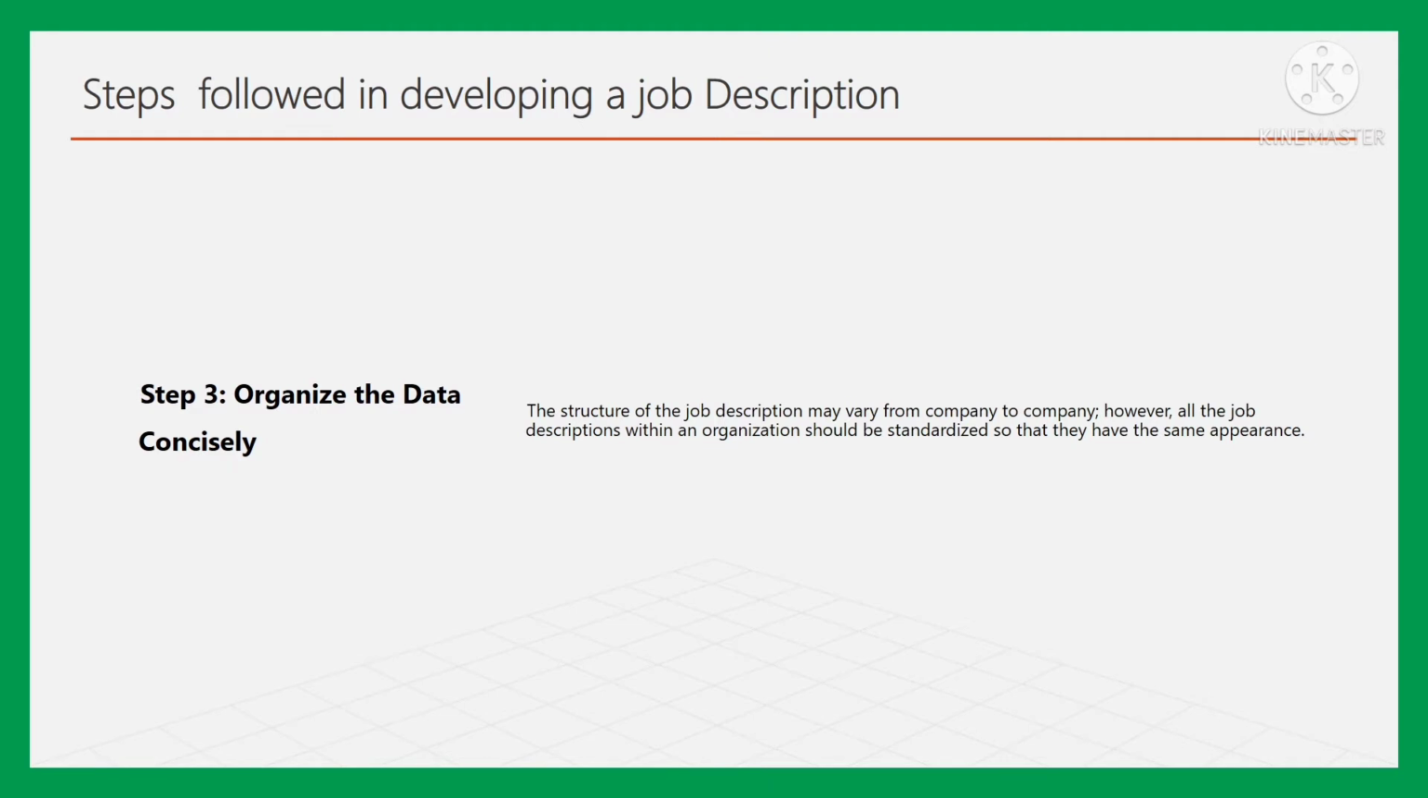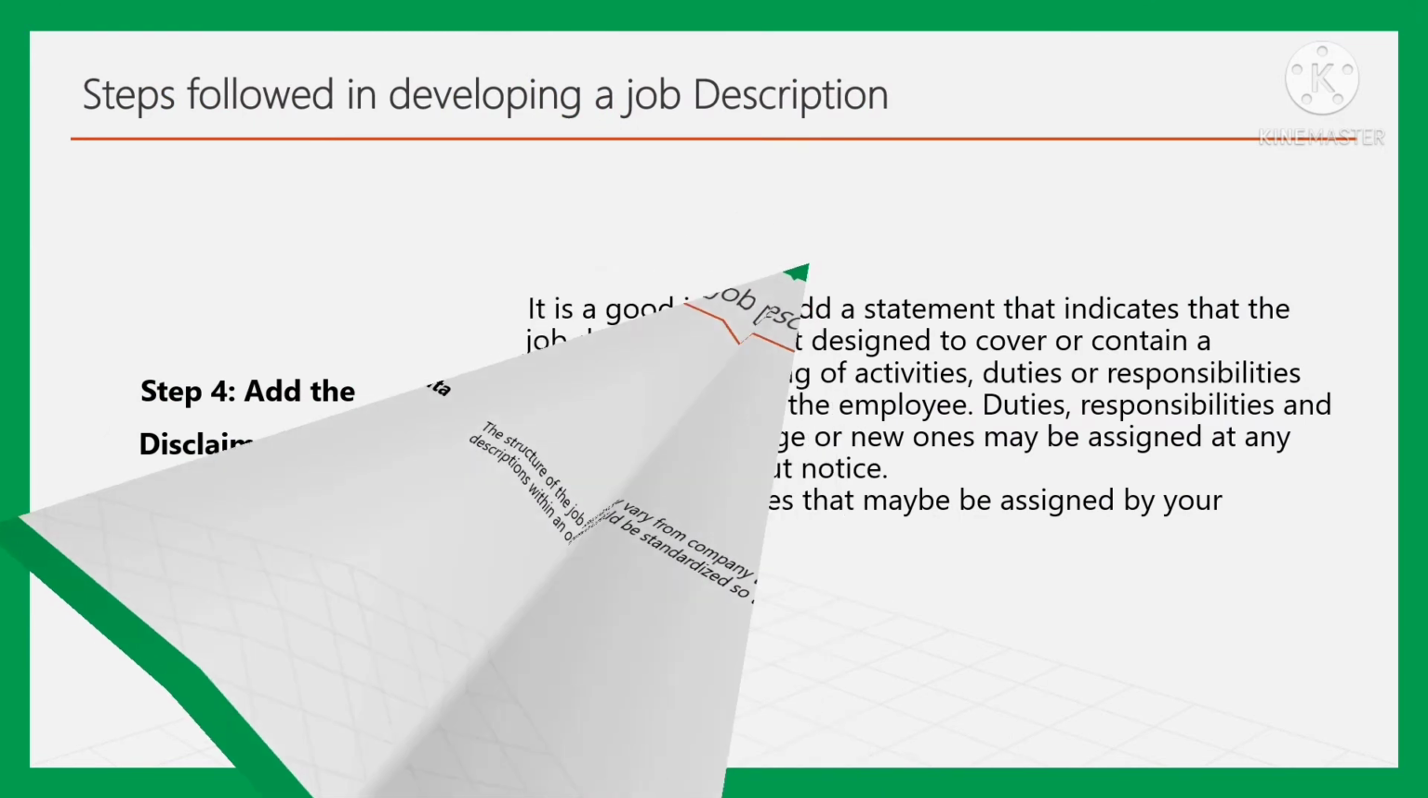Then the third step that you have to follow when developing a job description is to organize the data in a conscious way so that at the end of the day, the information that you're developing has some format. So you have to organize the specific data so that each job has a specific structure that the company can follow.